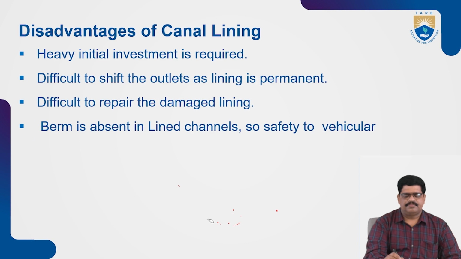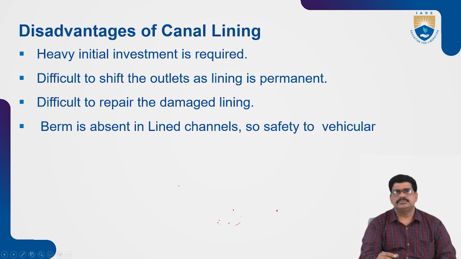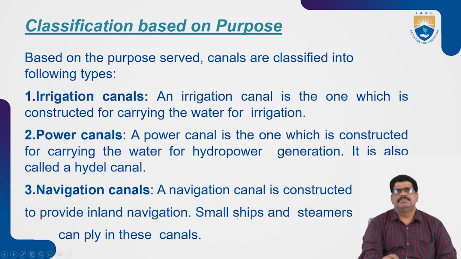Next one is classification based on purpose. Here, the canals can be classified based on purposes. The first one, which is very important, is irrigation canals. These types of canals are particularly used for irrigation, and they are designed for the irrigation purpose.